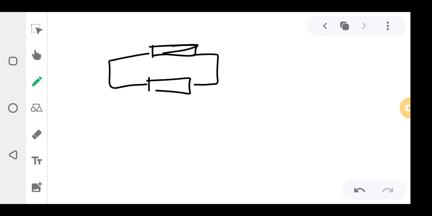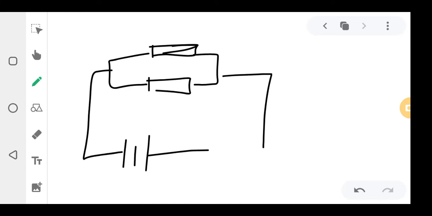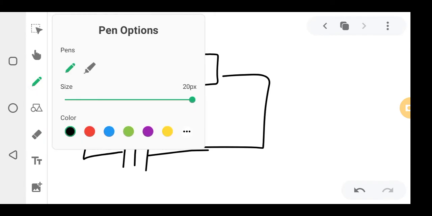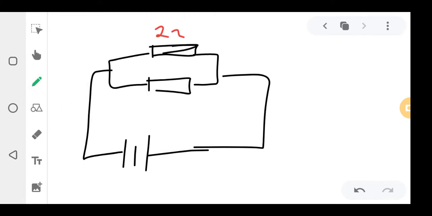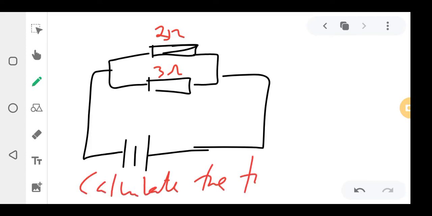So for example, they give you a situation whereby they put a resistor like this, and another one like this, and there's a battery there. This is 2 ohms, and this one is 3 ohms. Have you seen these resistors are not in series? And then they say calculate the total resistance.